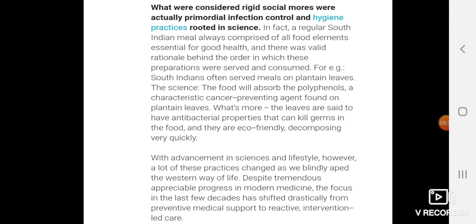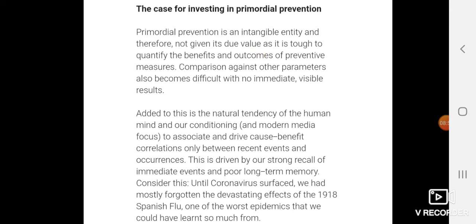So this is one type of primordial prevention he mentioned, included on a plate in South Indian meals. You can read this article later. And then another one, the case for investing in primary prevention. Primary prevention is an intangible entity and therefore not given its due value, and it is tough to quantify the benefit and outcome of the preventive measure. Comparison against other parameters also becomes difficult with no immediate and visible result.